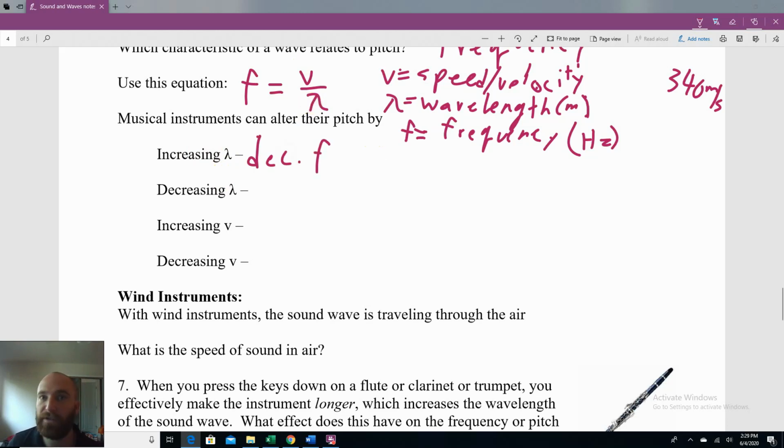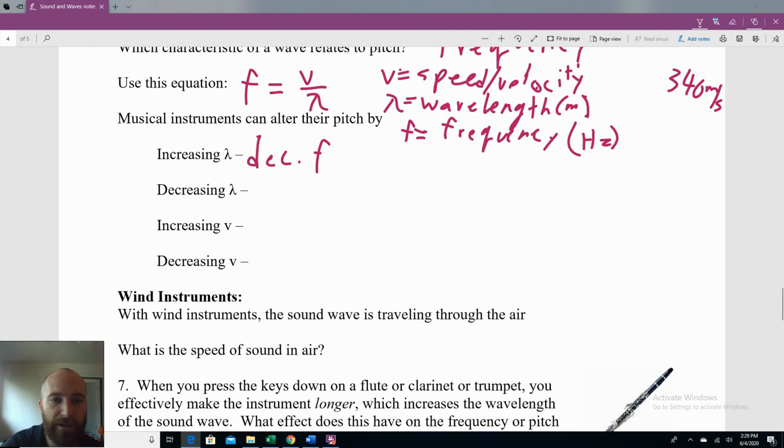And remember, decreasing frequency means a lower note. So if you have a long wave, picture a long, large instrument, you will have a low frequency. Think of some of the larger instruments, like a bass, that standing bass. That produces very low notes. In the horn section, trombones are very long, large instruments. They produce lower notes. You could also decrease the wavelength, make it shorter.